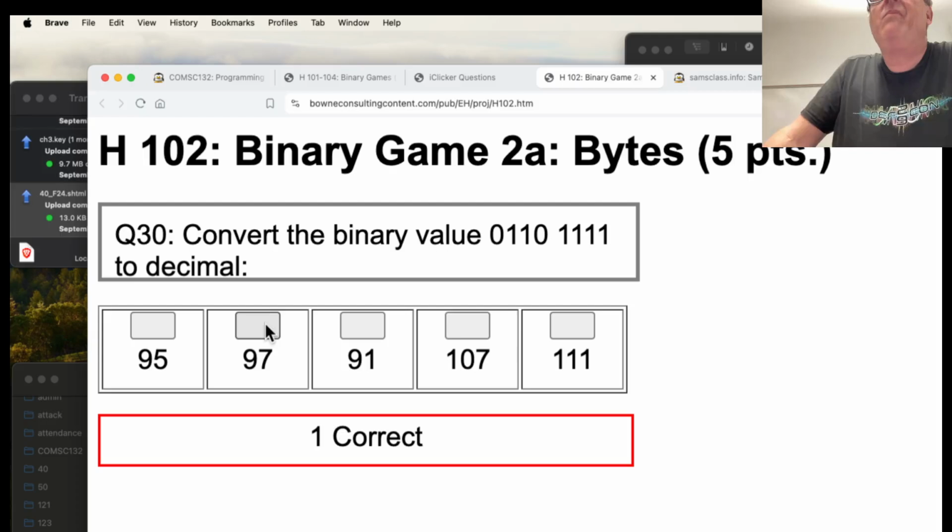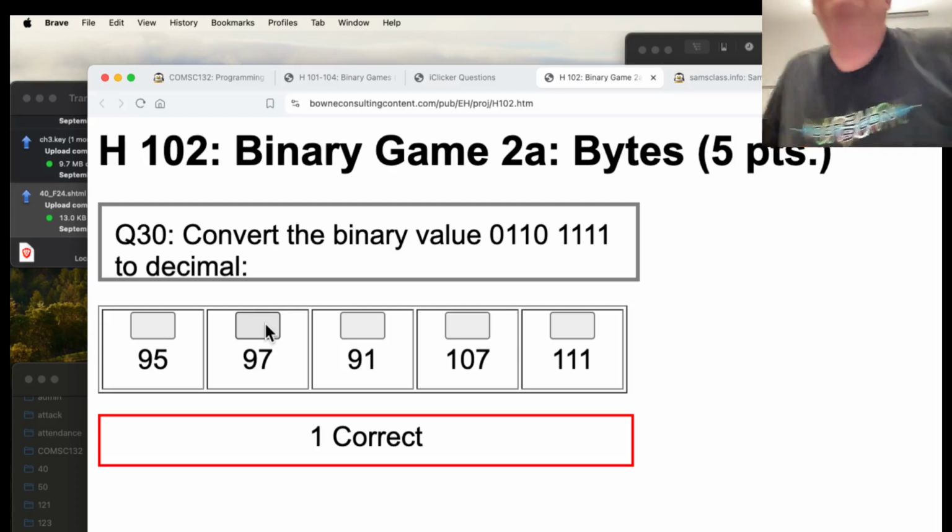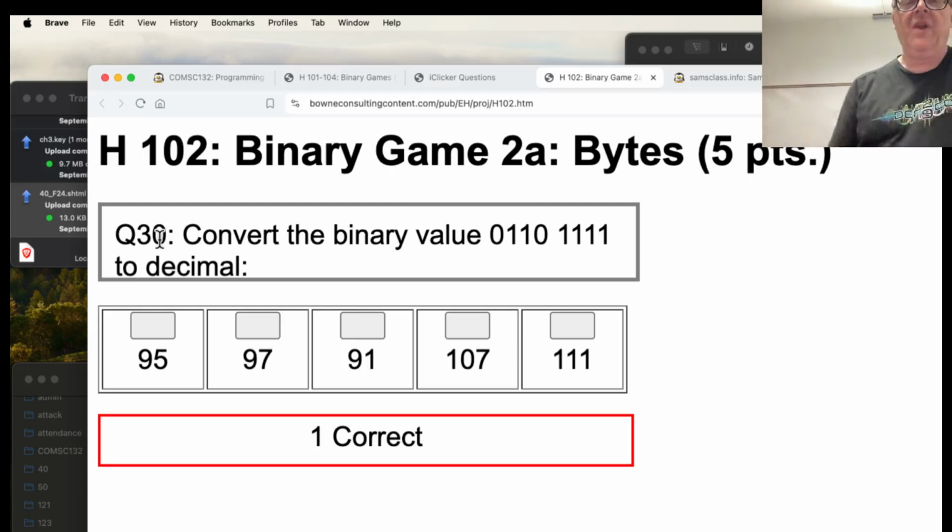From the 8 bits, we make a byte. So the one, the 0, there's none of that. What's this one? That one is 64. Right, 64 and 32. That's 96, and this is 15. So it's 96 plus 15, which is 111.